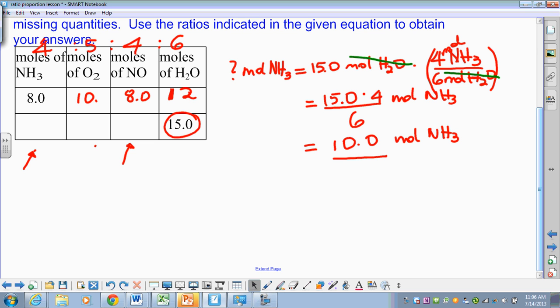So I will fill out the table with the value we obtained. We have 10.0 moles of NH3. So here we have 10.0. And remember the 4 to 4 ratio in the given equation. So these are exactly the same amounts. Whatever this is, this will be the same. So 10.0 moles of NH3. That means this will be 10.0 moles of NO. So can you now go ahead and figure out this value? How many moles of oxygen will be needed in this equation?